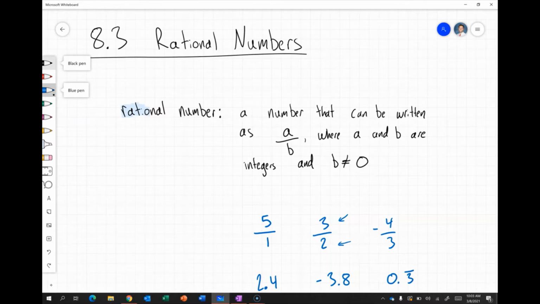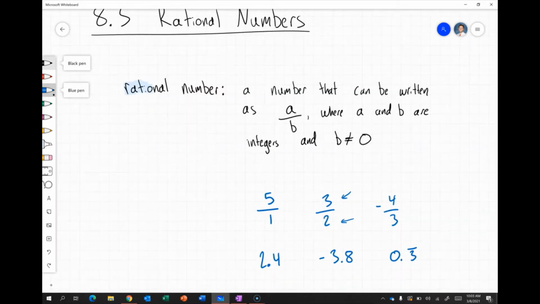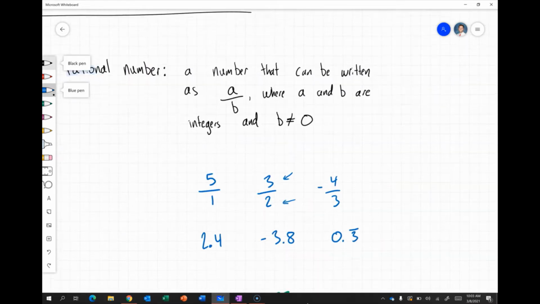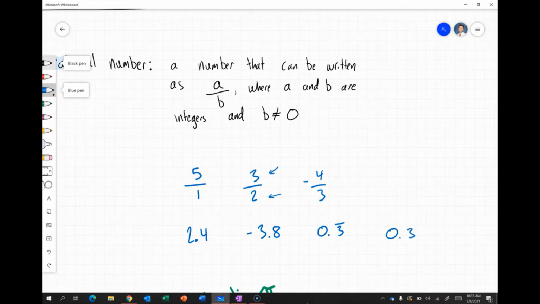I've also included some decimals like 2.4. You could write 2.4 as 24 over 10, so that's a rational number. You could write negative 3.8 as negative 38 over 10, so that's also a rational number. And then I've also written 0.3 with a bar. In other words, this would be 0.3 repeating forever, because we know that actually represents the fraction 1/3.